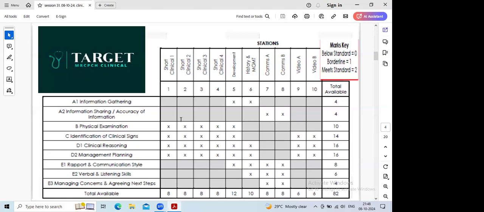As you enter, did you wash your hands? Yes, sir, I washed my hands. I took permission and introduced myself, but I didn't do the 4Ds. So start with the initial 4Ds. If it is Turner syndrome, what are the things you're expecting in your general inspection? Apart from the dysmorphism, I noted the web neck and other things.